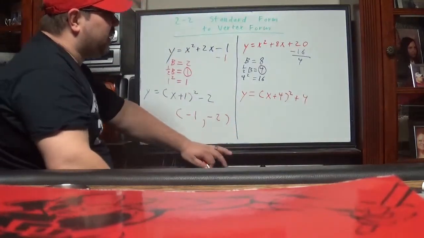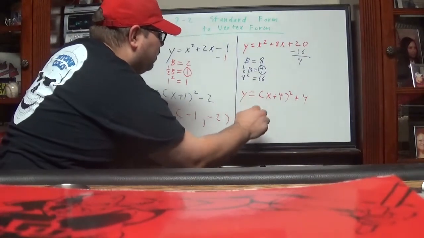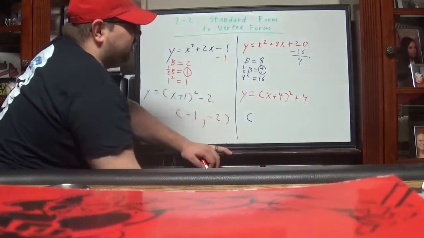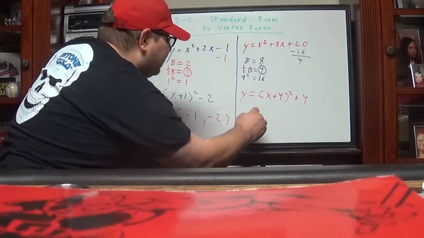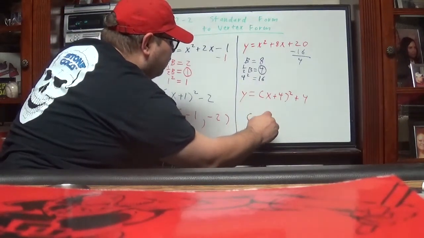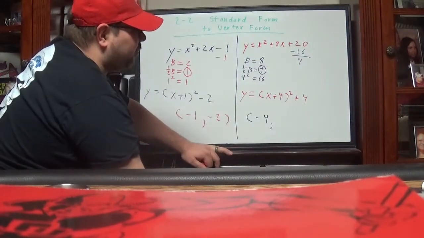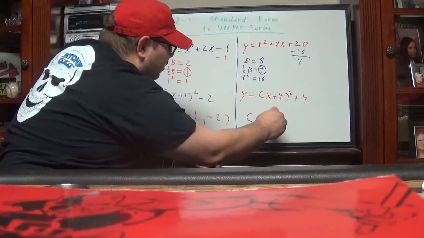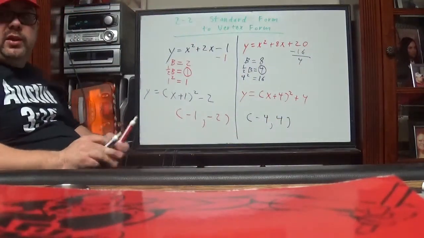Now I'm going to write the vertex. The number inside parentheses, we flip it, so plus 4 becomes minus 4. And the number off to the side, the constant, is a positive 4. It remains positive. And then that is our vertex, and that's it.